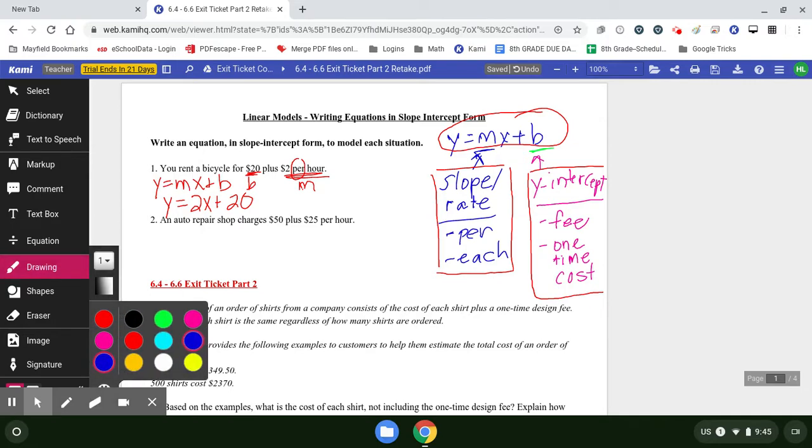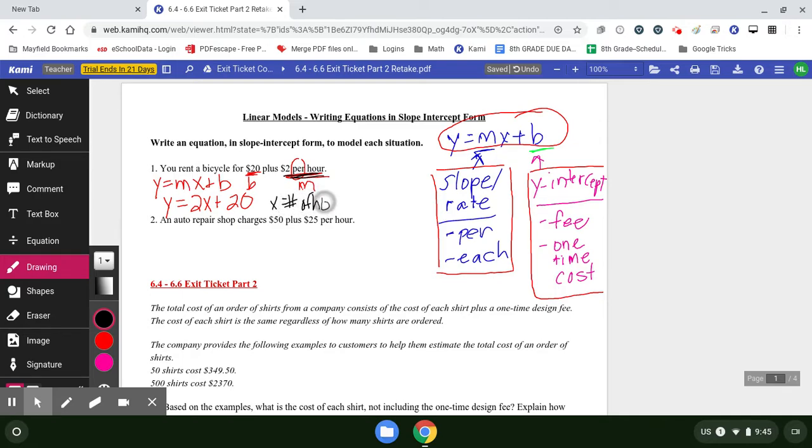In this case, they didn't really give us variables to use. So if I look at what they are, x is going to be, since it's $2 per hour, the number of hours. Okay. And then y, my answer, is going to be the total cost. So in this case, the total cost to rent the bicycle.